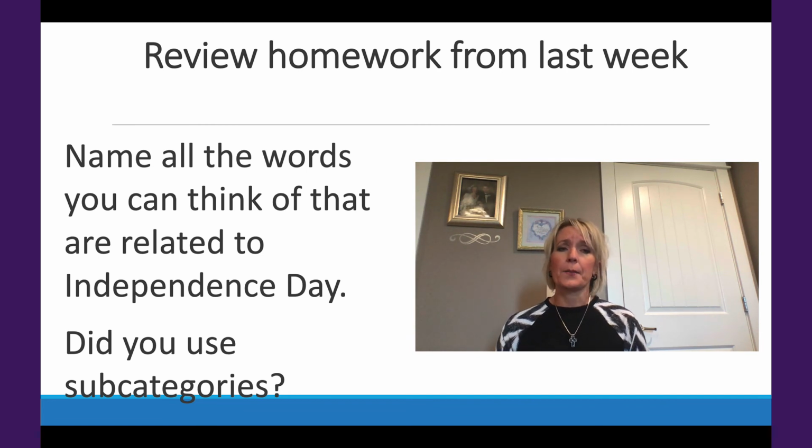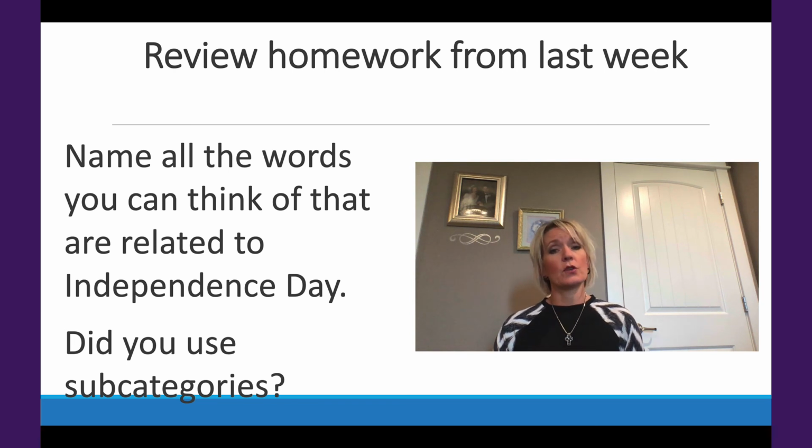The reason I brought that up again this week is that in previous weeks, we've talked about making subcategories to give you the opportunity to increase the words you're looking for within a larger category. So just to reiterate, it could be the history of Independence Day, words that are related to that. It could be ways to celebrate Independence Day. And it could be foods to celebrate, foods we think of, or other things that make us proud to celebrate Independence Day.